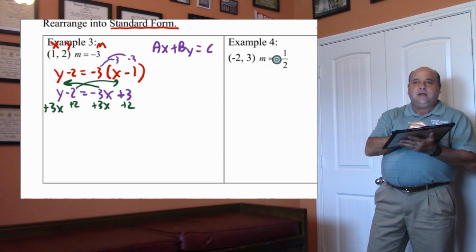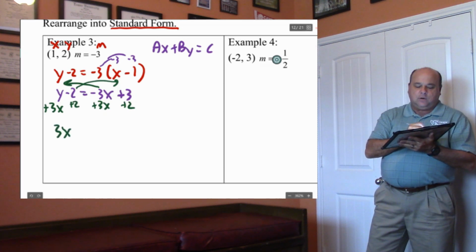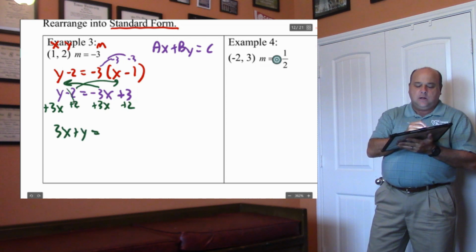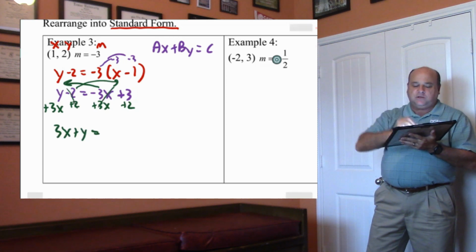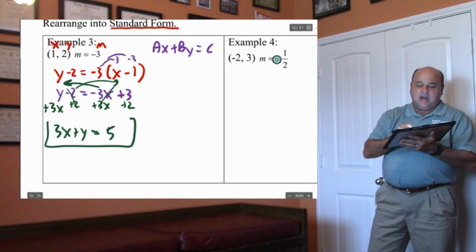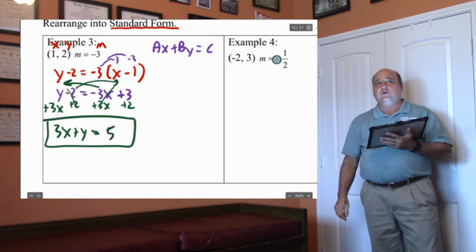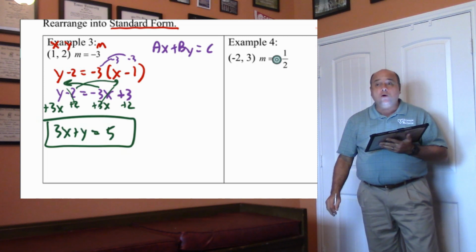I can't add 3x and y, can I? So I'm going to have 3x plus y equals, the 2's go to 0, the 3x's go to 0, and 3 plus 2 is 5. Shazam! You have just written that in standard form.